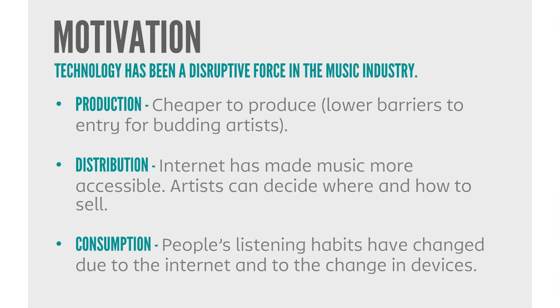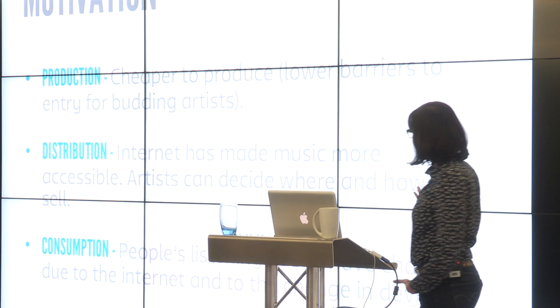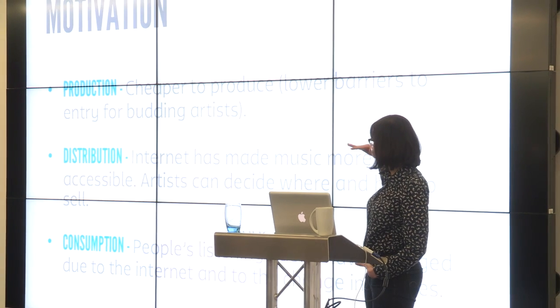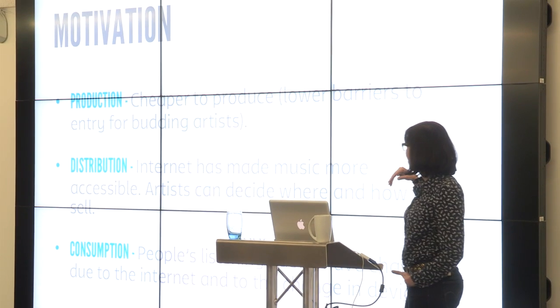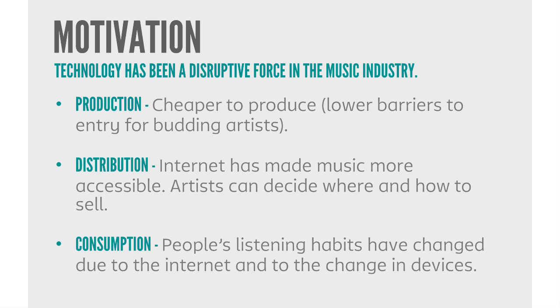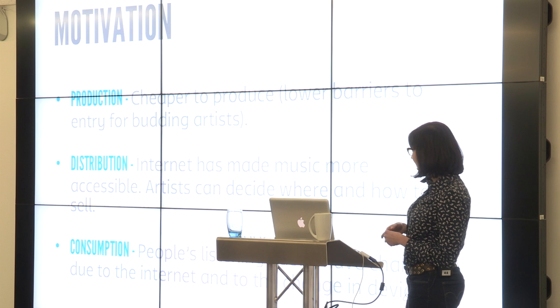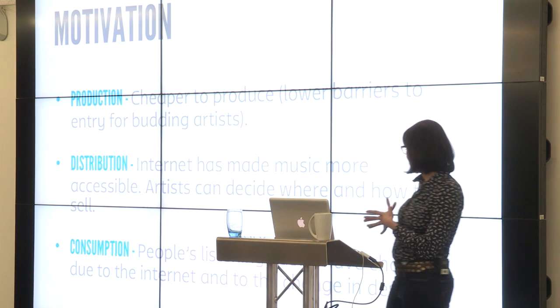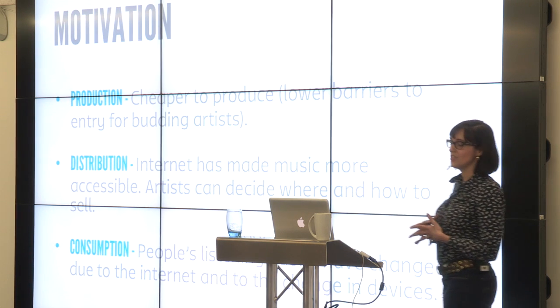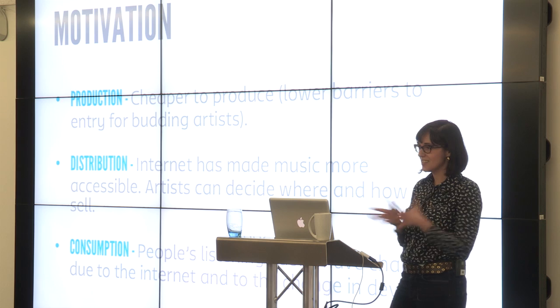But also, if you look at the landscape of how technology has disrupted the music industry, you can see that this has happened at 3 levels. You have the production level. Now it's cheaper to produce, and there are lower barriers to entry for budding artists. The distribution: the internet has made music more accessible, and artists can decide where and how to sell. And finally, consumption. People's listening habits have changed due to the internet and the change in devices.